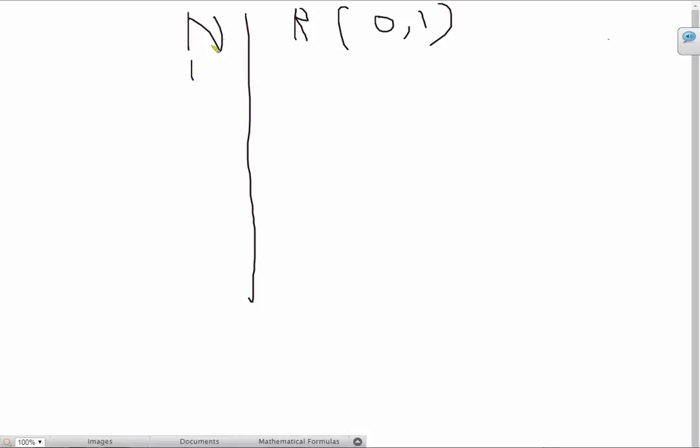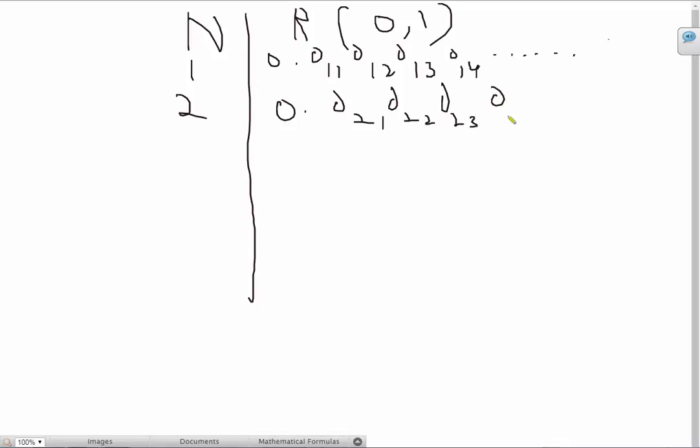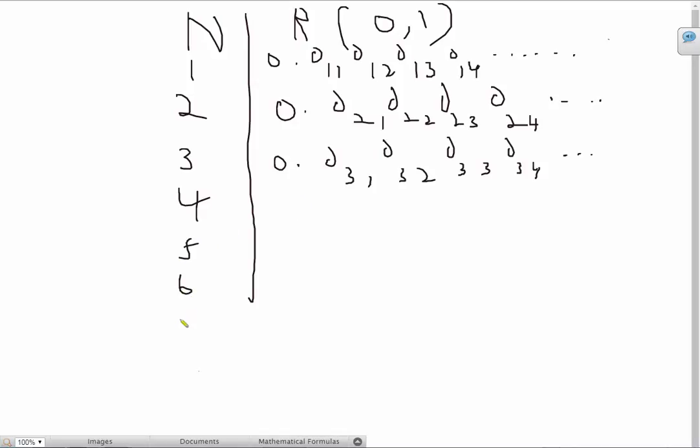For n as 1, we have some number 0.d11, d12, d13, d14, and so on and so forth. There is an infinite number of decimal places. For n as 2, we have d21, d22, d23, d24, and again so on. And the same thing follows for 3. So let's proceed. We have 4, 5, 6, and so on and so forth. I'm not going to write all this stuff again. So let's just keep it like this.